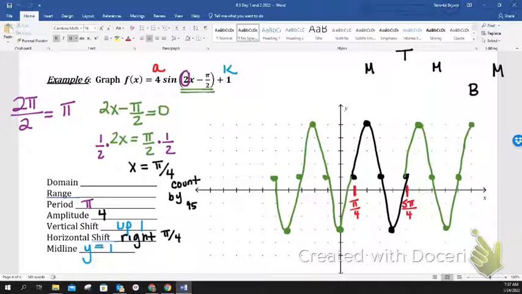Okay, so your domain, sine and cosine, has the same domain. So that would be all real numbers. Your range is your lowest y value, which is what? What is my lowest y value for this wave? -3. And the highest y value is 5.